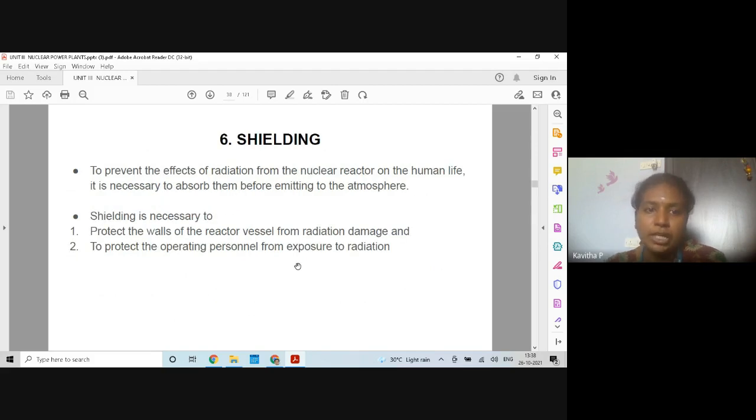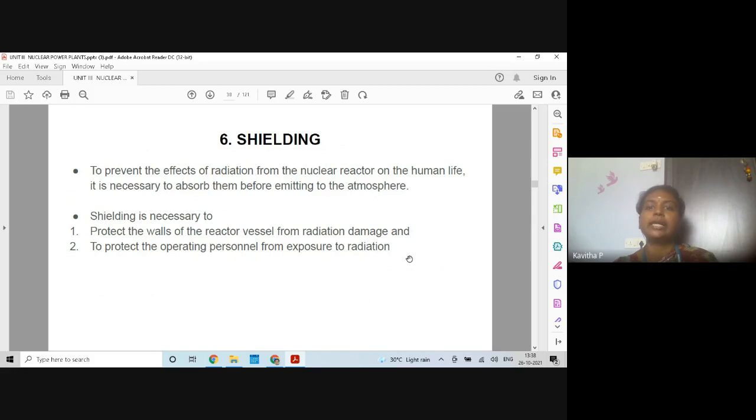Next one is the shielding. To prevent the effects of radiation from the nuclear reactor on human life, it is necessary to absorb them before emitting into the atmosphere. And shielding is necessary to protect the walls of the reactor vessel from radiation damage and to protect the operating personnel from exposure to radiation.